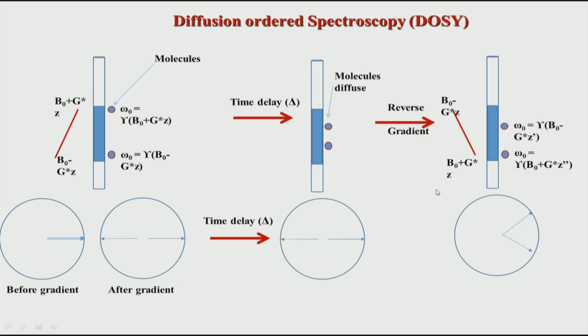But now when I apply a reverse gradient, because the positions have changed, we can see here it is z dash and z double dash, meaning these 2 molecules are no longer at the same location or position as before.